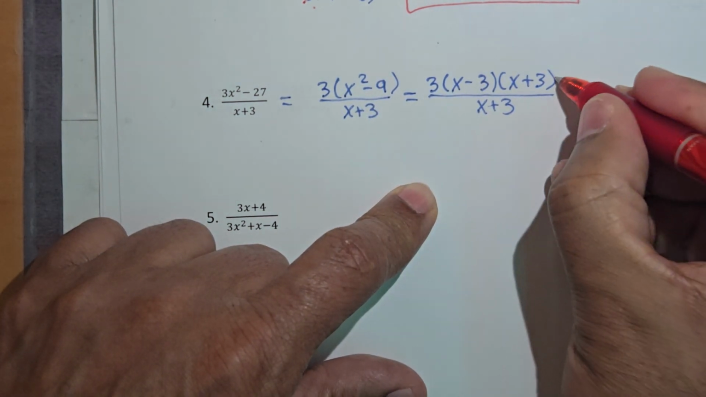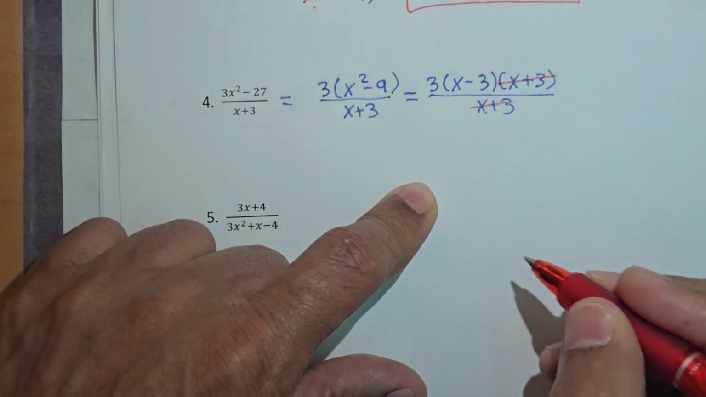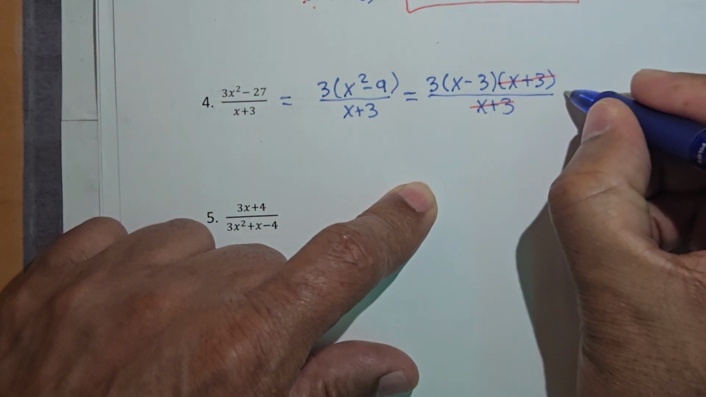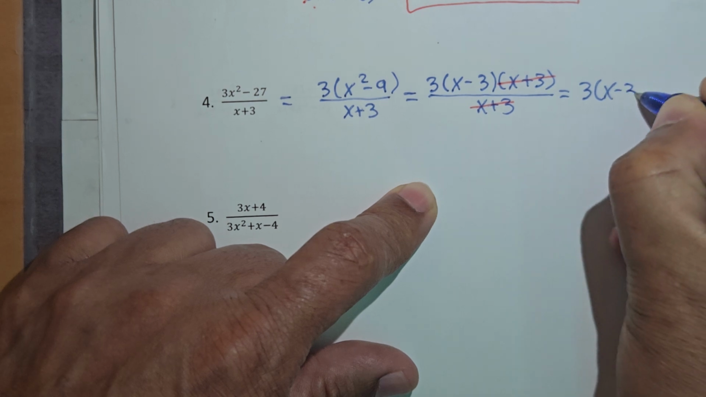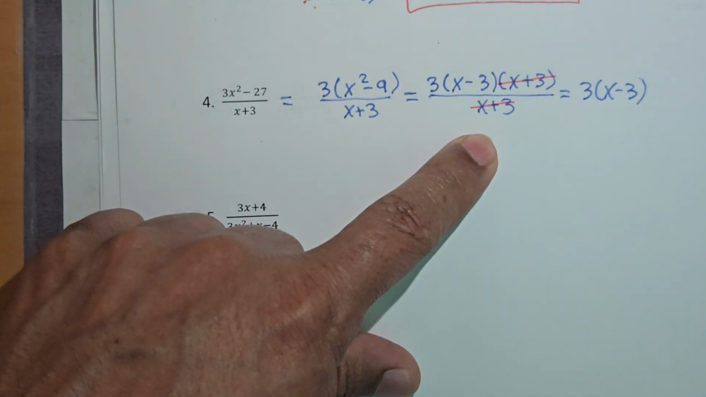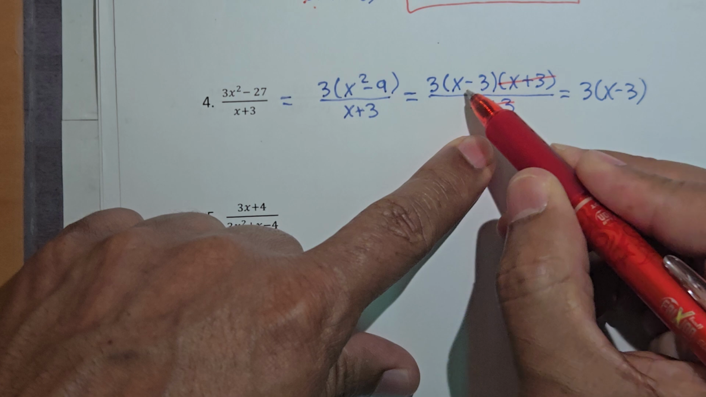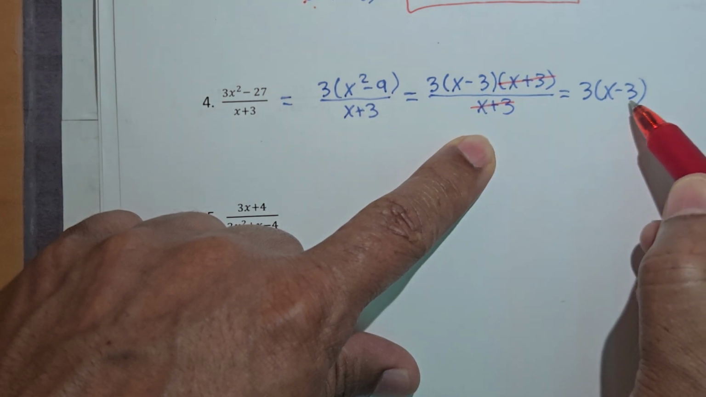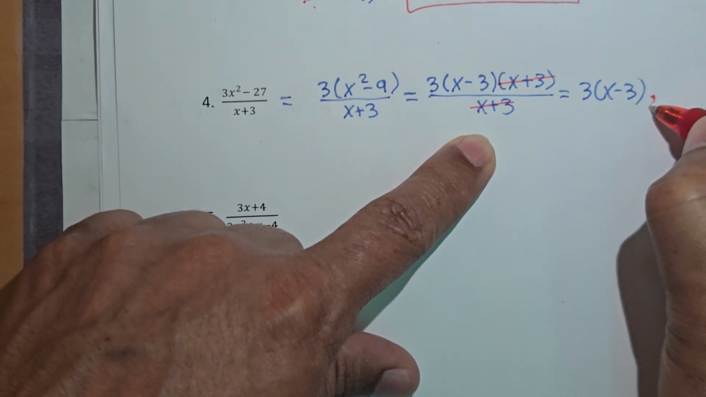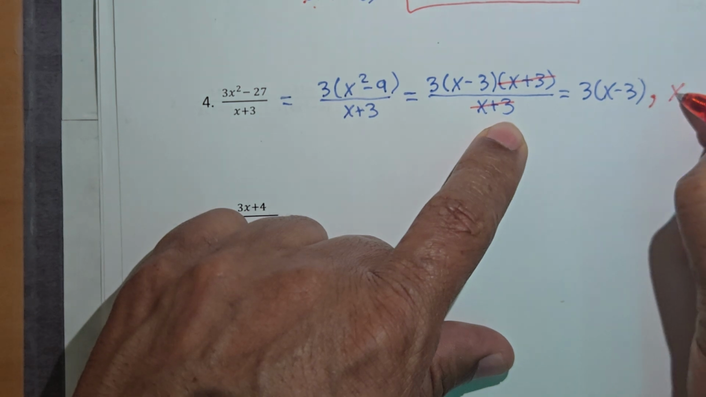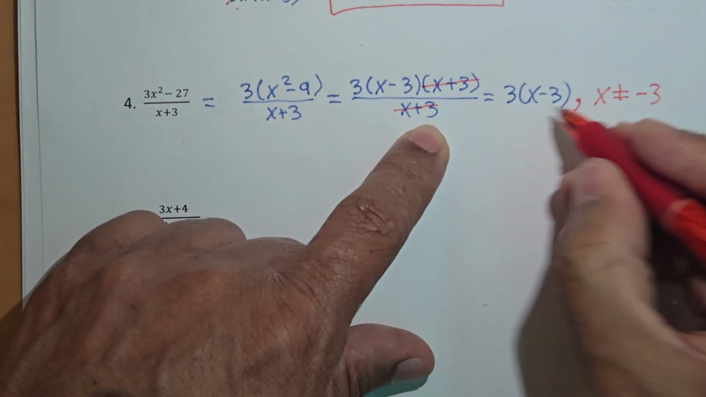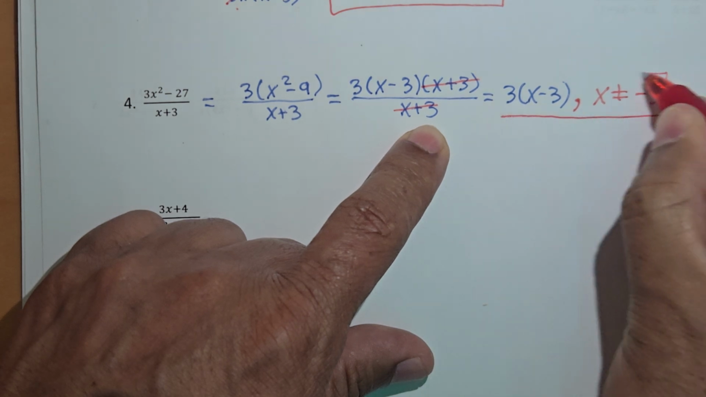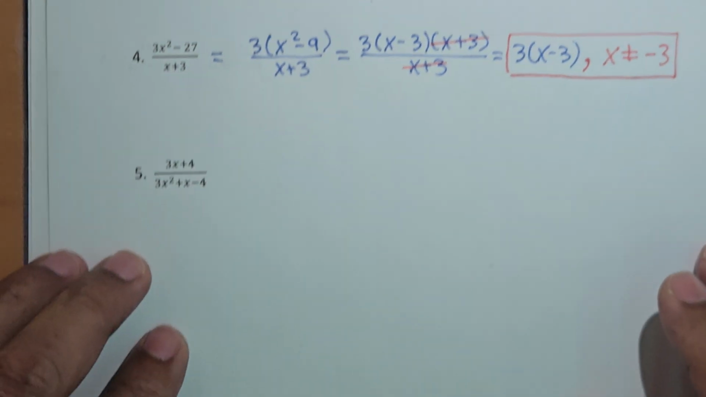And now, as you can see, those matching factors cancel out, or you can cross them out. So then what's left is 3 times x minus 3, because this becomes a 1, and 3 times x minus 3 over 1 is the same as 3 times x minus 3. So now for the restriction, there's only one, and that is that x cannot be equal to negative 3, because it will make this undefined. Okay, so this is the answer to example number 4.